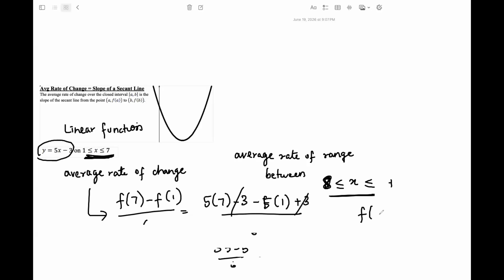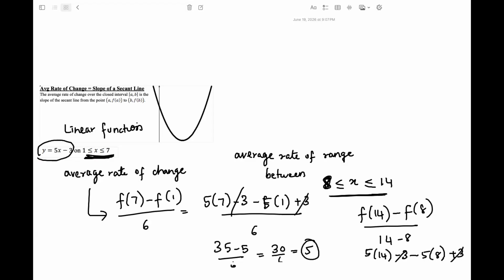Similarly, in this interval, f of 14 minus f of 8 by 14 minus 8, which is 6. F of 14 is what? 5 times 14 minus 3 minus 5 times 8 plus 3. So that gives you 30. I'll put it here, guys, please. 30 by 6 will be equal to a 5.